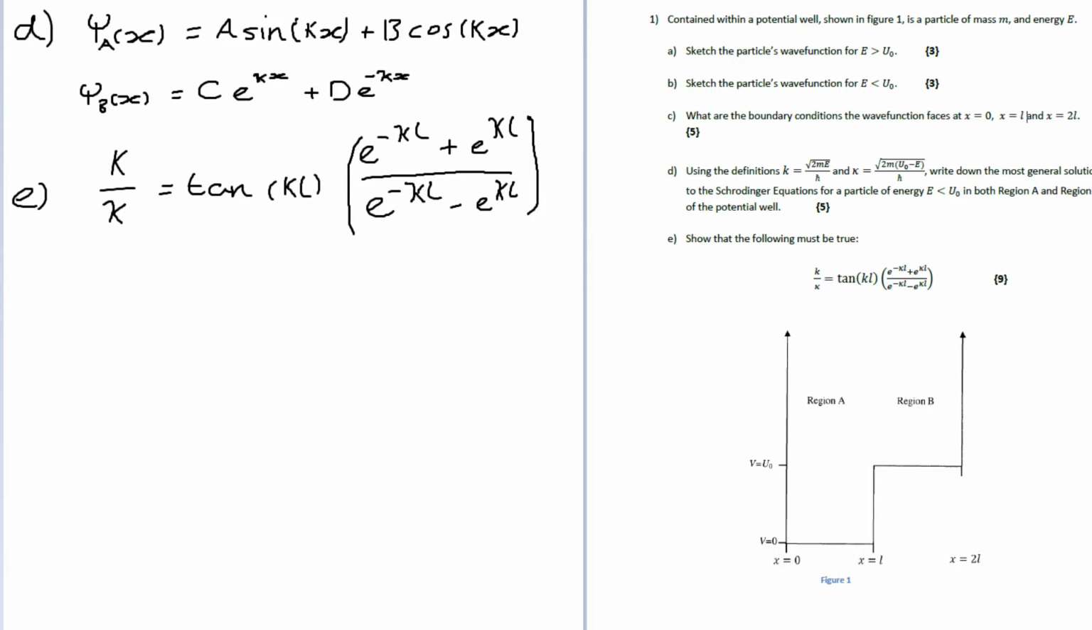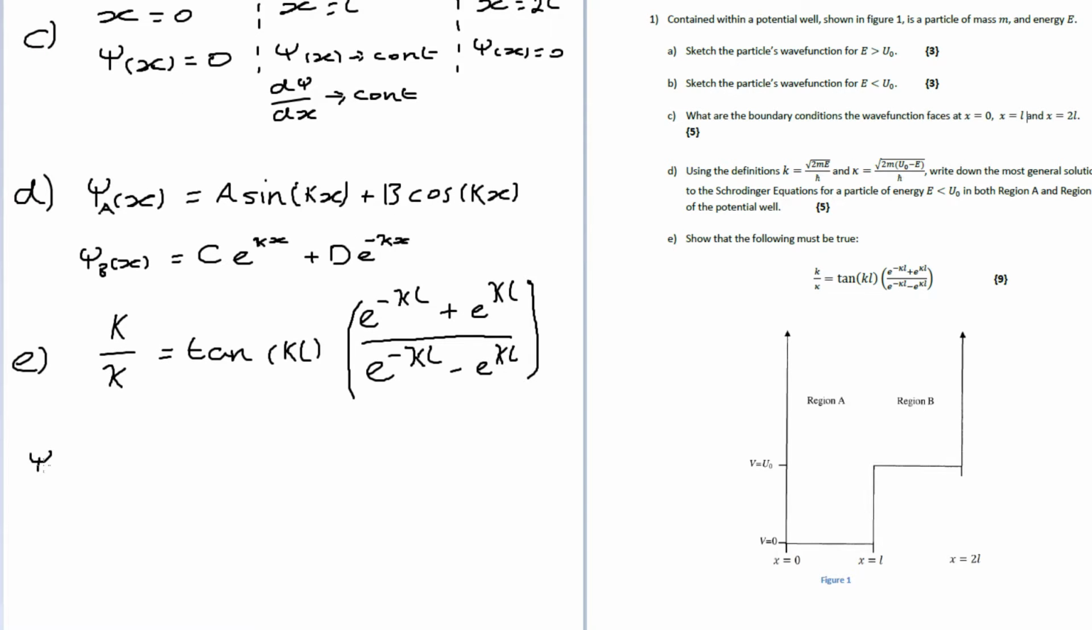Let me move this page up a little bit further so we remember what we're looking at. These are our boundary conditions. And let's just plug those in and see what we get. So let's start with psi A. So this is psi in region A, our wave function in region A. And we'll start by putting in the boundary condition of x equals 0. So this is psi of 0. And we know that this is equal to 0.